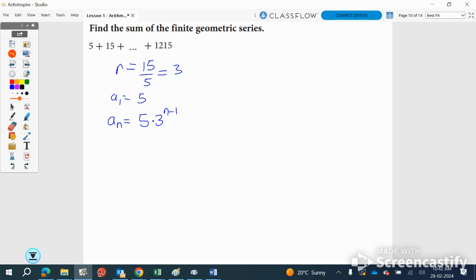So the nth term is given by this. If we want to know what n is, we put in 1215 is equal to 5 times 3 to the n minus 1, and we need to solve this. So if we divide 1215 by 5, what do we get? You can use your calculator. Oh, we have to use the log.